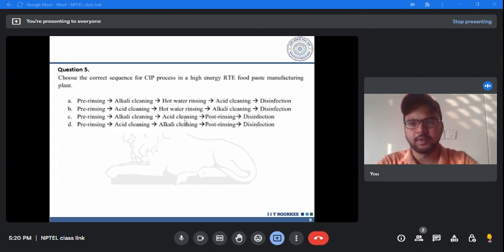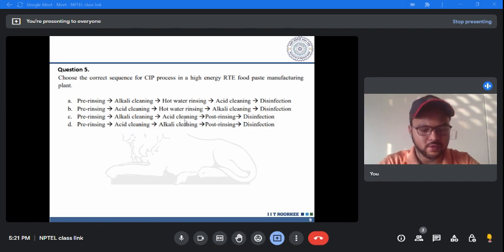Then the fifth question is: choose the correct sequence for the CIP process in a high energy RTE food paste manufacturing plant. This is a flow chart. If you have studied the CIP process, you can answer it.